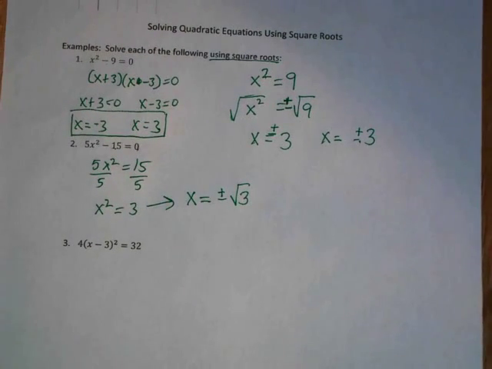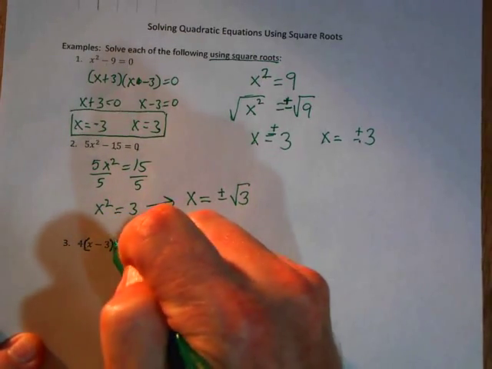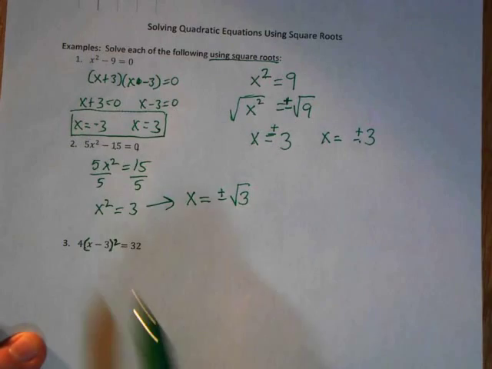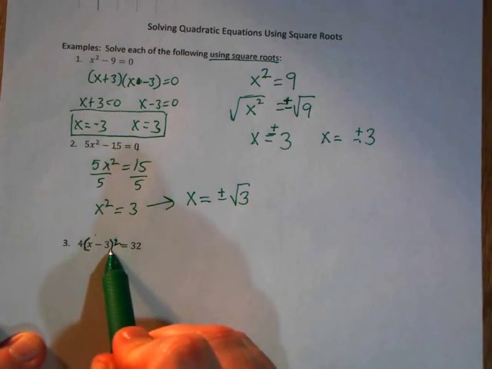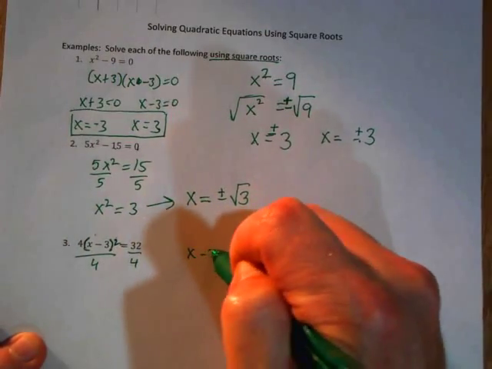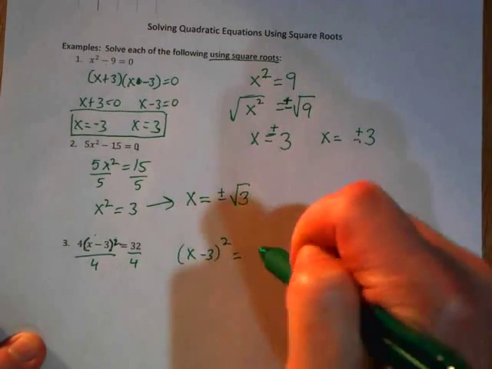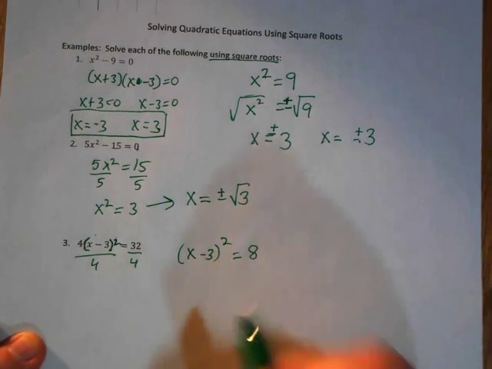Alright, let's try a little bit more complicated one. But not a lot more complicated. This time I have this thing with a parenthesis and I have a square on it. And that's okay. I need to get this thing with the square by itself. So I need to get this parenthesis alone. In other words, divide by 4. x minus 3 squared equals 8. And then I'm going to square root both sides.